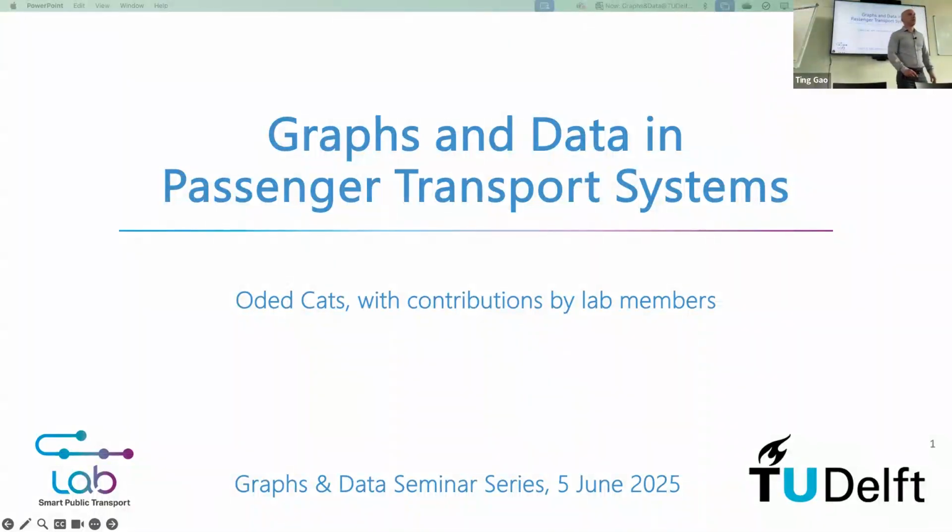So I will take you through how we work with graphs and data in passenger transport systems. And I will share with you a number of examples from work we've done in our group in the Smart Public Transport Lab. So within our transport and planning department at Civil Engineering and Geosciences, we're organized into different research groups, public transport being one of them. So it's a group of roughly 20-25 people working full-time on topics related to metropolitan and long-distance public transport systems.